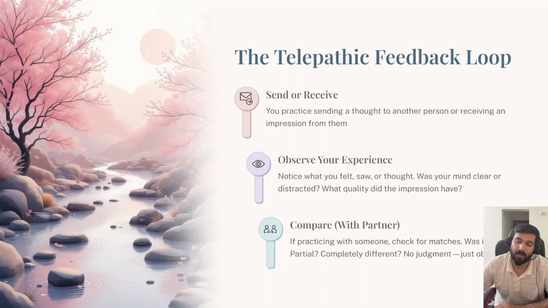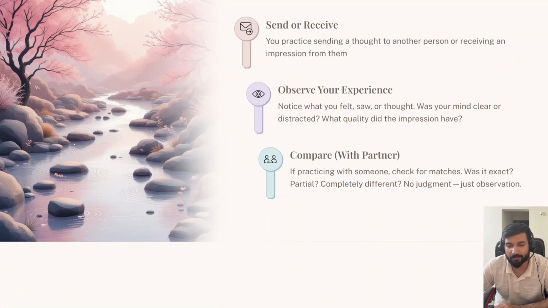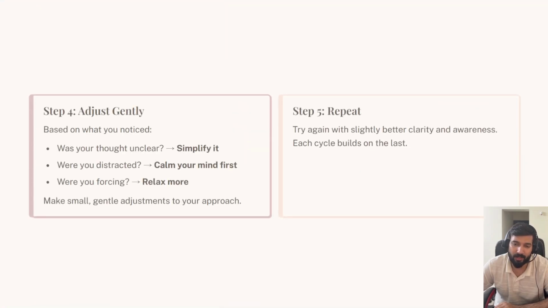Third step, compare. If practicing with a partner, check, was there a match? Was it partial? Was it completely different? No judgment, just observation. Step 4. Adjust gently based on what you noticed. Was your thought unclear? Then simplify it. Were you distracted? Calm your mind and then try again. Were you forcing? Relax more. Just do some small adjustments.